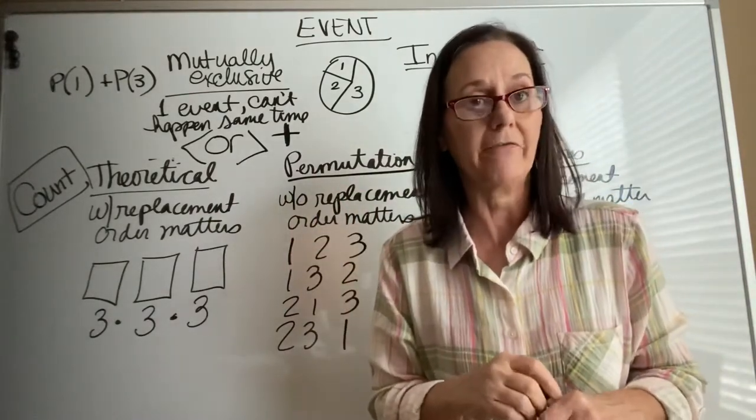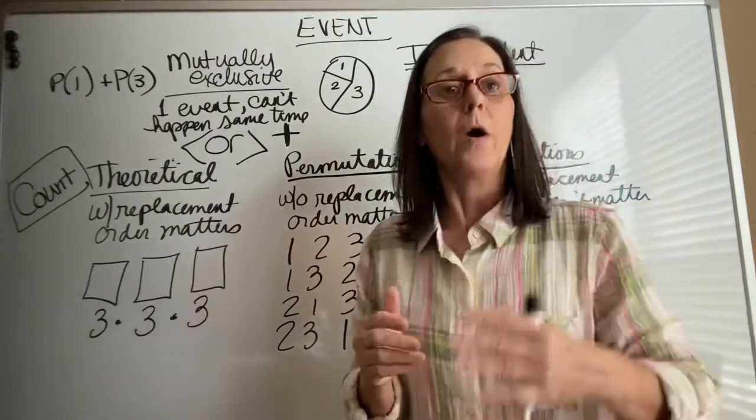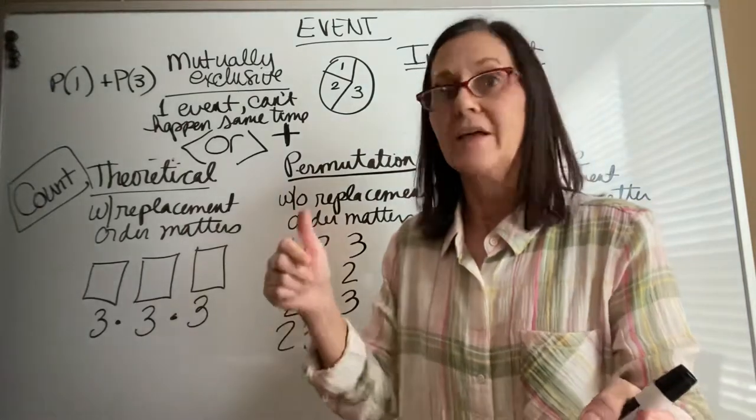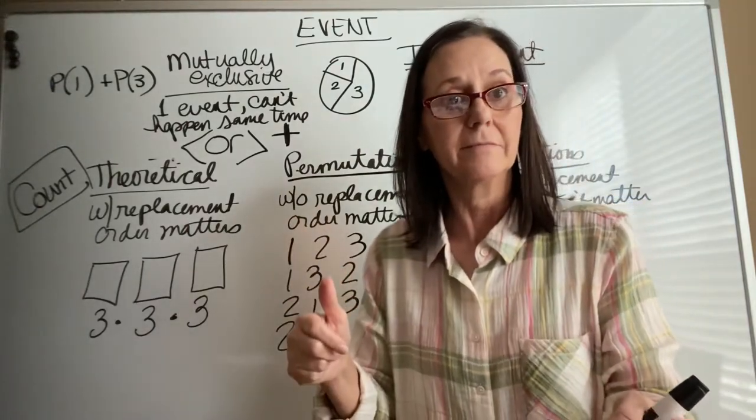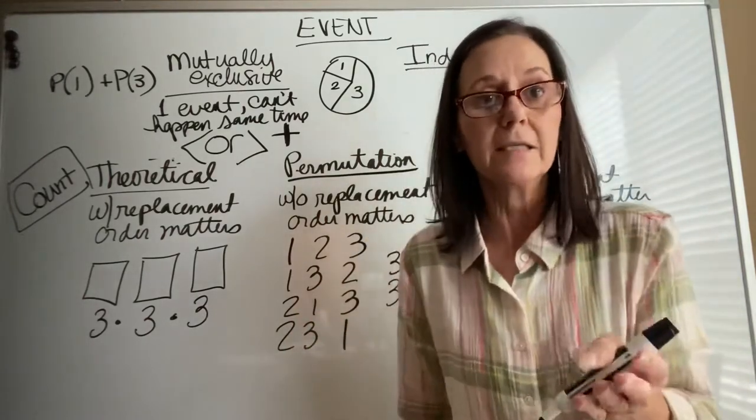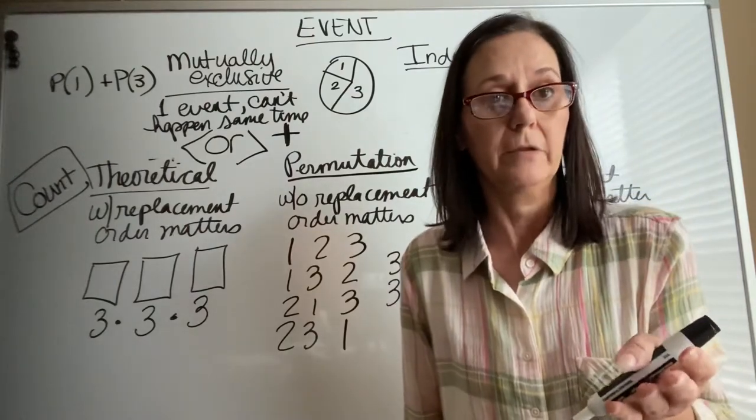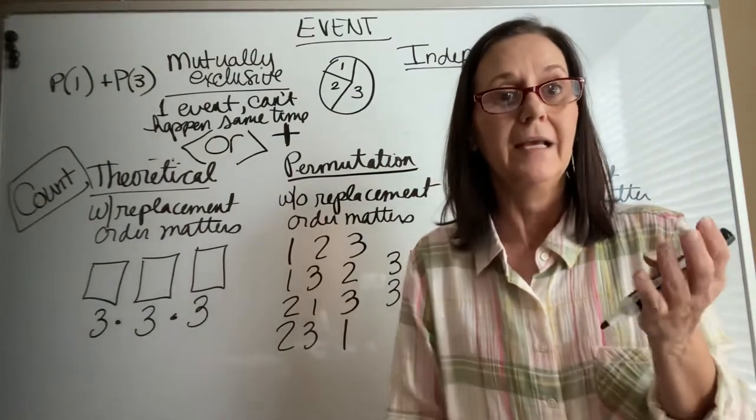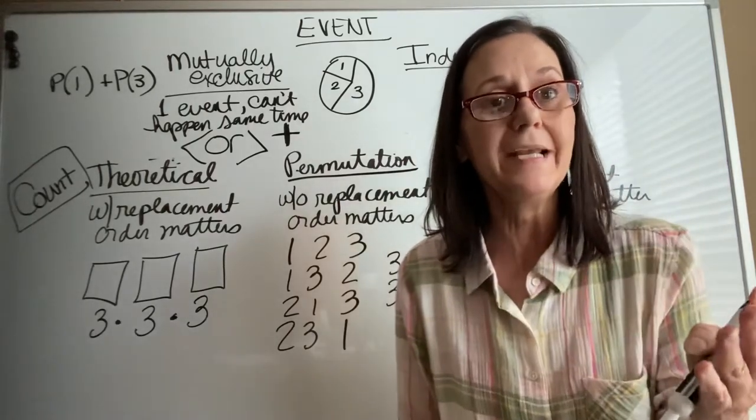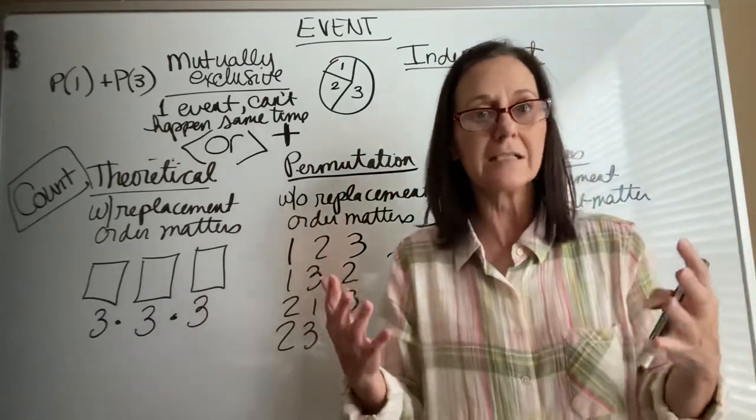It's 1/2, right? If I roll 1 dice, what is the probability of it landing on a 2? That's 1 out of 6. This would also be a mutually exclusive event. If I roll a dice, I could ask, what is the probability of it landing on an even number? I'm adding them. And it's 3 out of 6, right? There's 3 even numbers out of 6. Does that make sense? I hope it does.